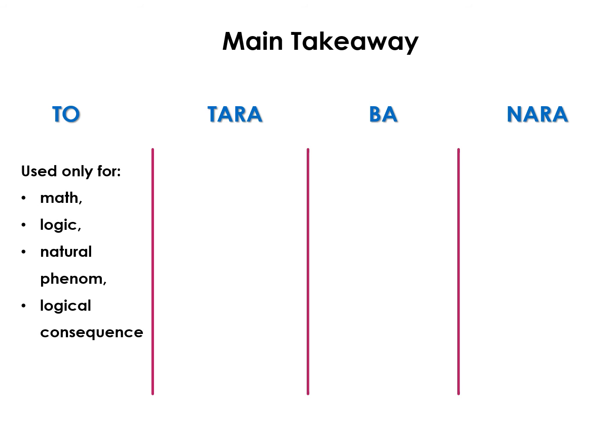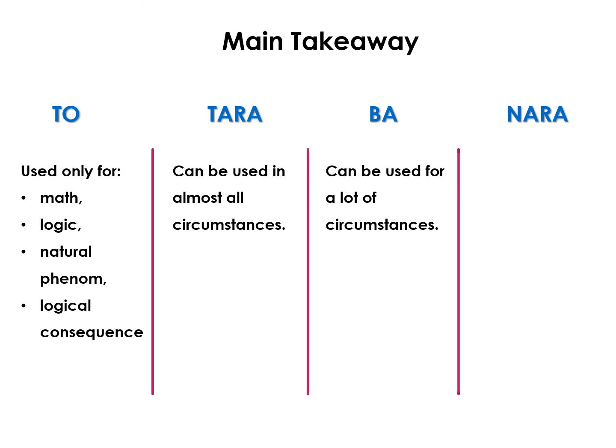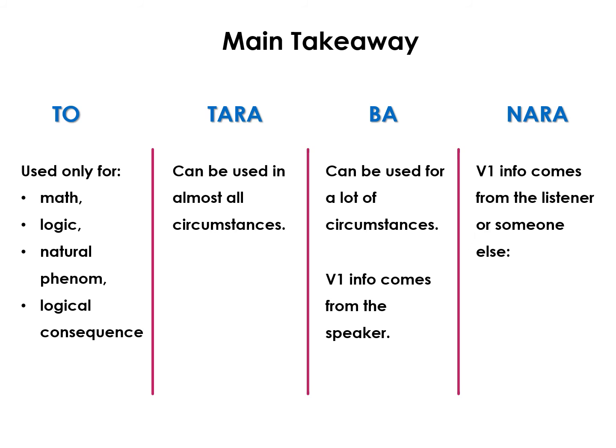Here are the main takeaways of each conditional. To is used only for math, logic, natural phenomena, and logical consequences, which can be subjective depending on what the speaker believes. Tara can be used for almost all circumstances. Ba has a lot of overlap with tara, but has more restrictions. The information in the subordinate clause comes from the speaker. In the nara conjugation, the information in the subordinate clause must come from the listener or someone else. It's like saying, if you say that, nantoka nantoka, or speaking of, nantoka nantoka. This is a major restriction of the nara construction.